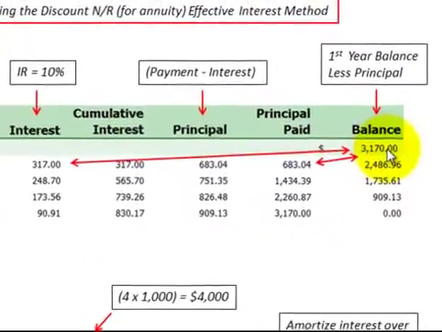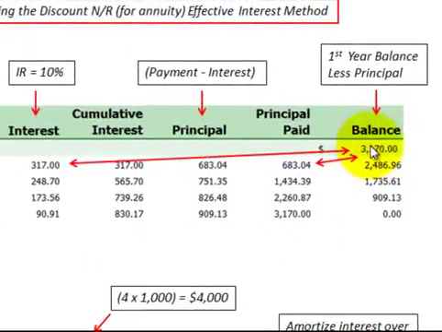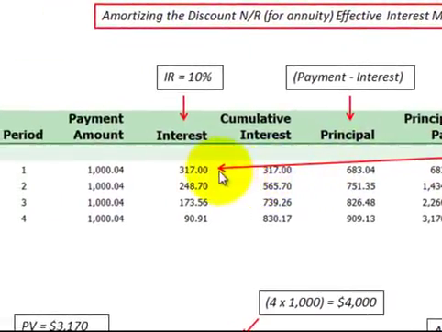So in our amortization schedule here, we would start out with a beginning balance of $3,170. Now that's the present value of the notes receivable or payable, and then for the year we would pay 10% interest on that balance here. So that 10% times $3,170 gives us $317 worth of interest for the year.